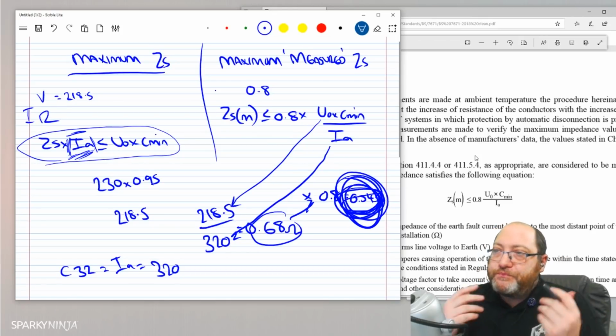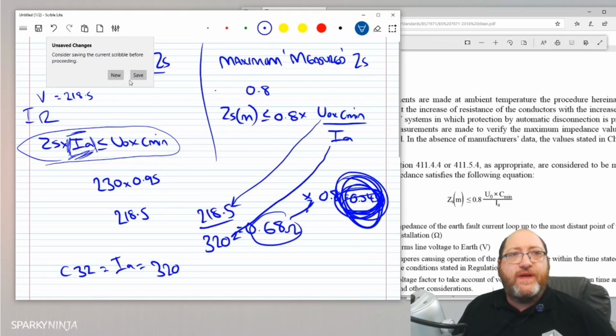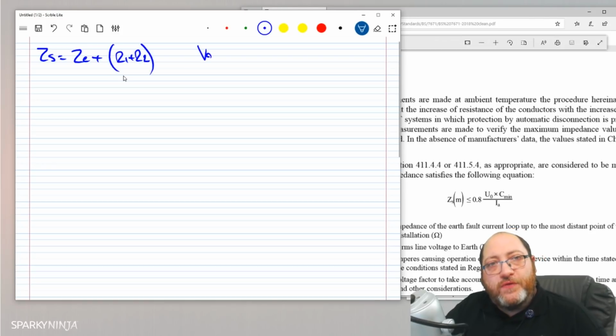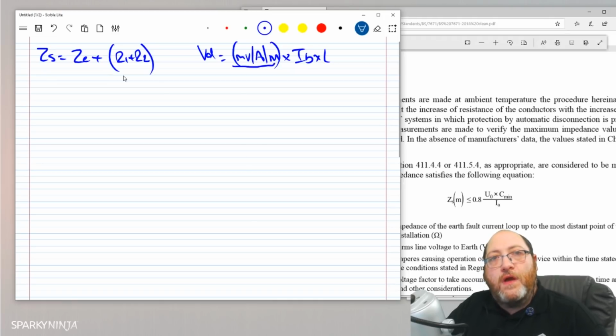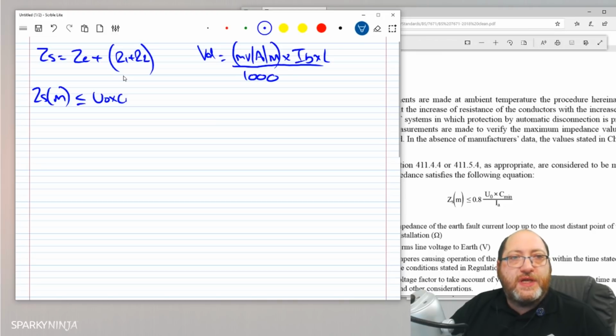All right. So what have we covered? And have I missed anything? Let's just evaluate this. We've talked about the need to ensure that Zs is equal to Ze plus R1 plus R2. We've talked about the need to remember that volt drop is equal to the millivolt per amp per meter times the design current times the length over 1000. We talked about the need to remember that the Zs that we measure is less than or equal to Uo times Cmin over Ia.